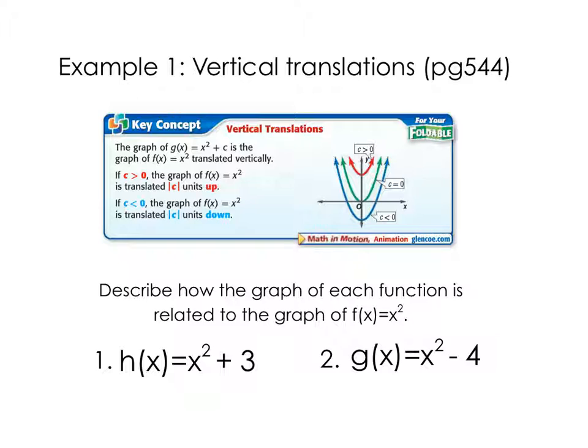Describe how the graph of each function is related to the parent graph of f of x equals x squared. So if I look at number 1, h of x equals x squared plus 3, and number 2, g of x equals x squared minus 4, h of x and g of x, again, are just different notations of how to write f of x, but there's a big idea here with the plus 3 on the first one, and a big idea with the minus 4 on the second one. That is a type of vertical translation that is happening to this graph. So what do you think the answers are to numbers 1 and 2?